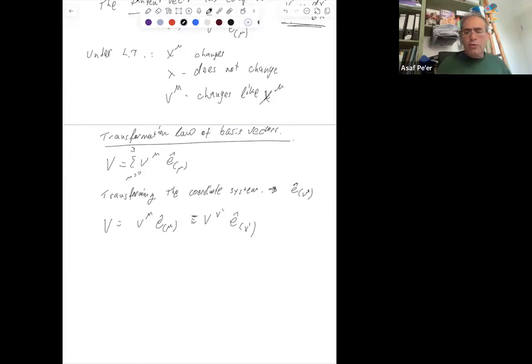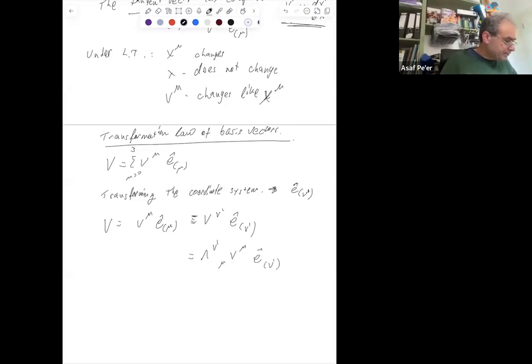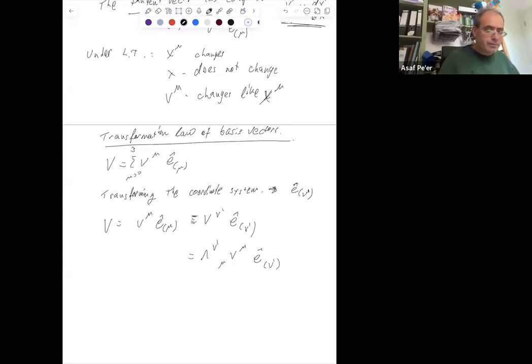Now I know how to relate the components of the vector in the new coordinate system to the old one, right? This is lambda nu prime mu V mu, right? E nu prime. Right? Because I defined the transformation law of the components of a vector, which is exactly that.